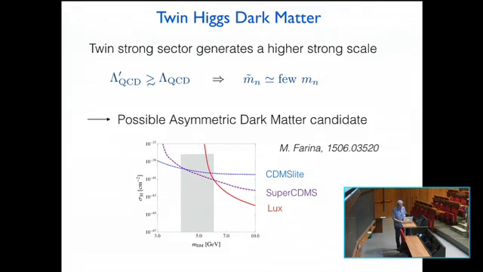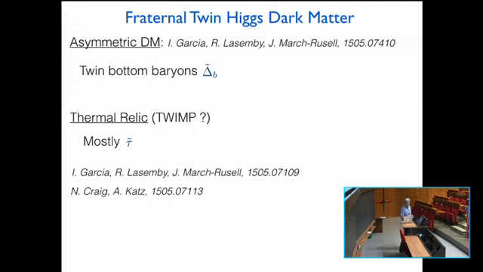But then there is some activity also for the fraternal twin Higgs. There are some papers here. There is also asymmetric dark matter, which is typically what you want to do for twin bottom baryons. In this case, only the bottom will be your baryon because there are no other light quarks. This is a spin 3/2 dark matter candidate, but you can also do thermal relic. In this case, mostly the twin tau would be the dark matter.